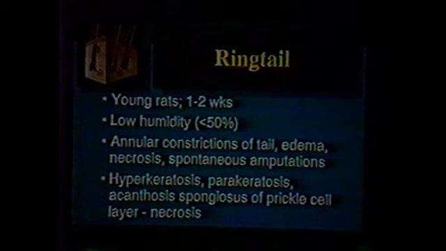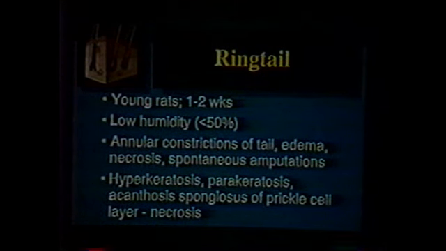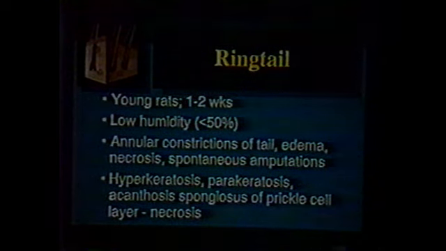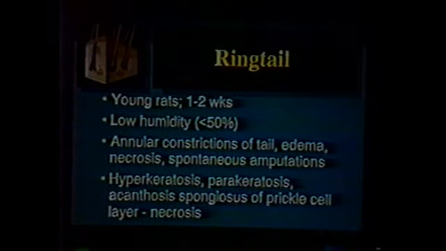Okay, miscellaneous diseases in the skin, and probably the one that comes to mind most readily is ringtail. It's probably not a very common disease anymore. It clearly is a disease that has an environmental pathogenesis, and the environmental variable that it's related to is low humidity. Animals living in a less than 50% humid environment will express this disease. It's usually a disease of young rats, and it's so-called ringtail because we see these annular constrictions of the tail grossly.